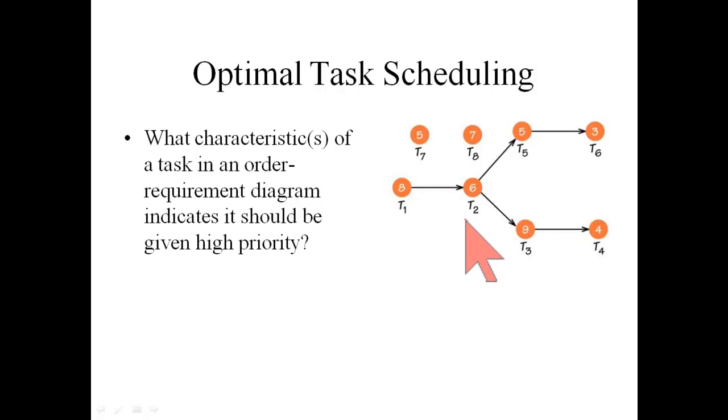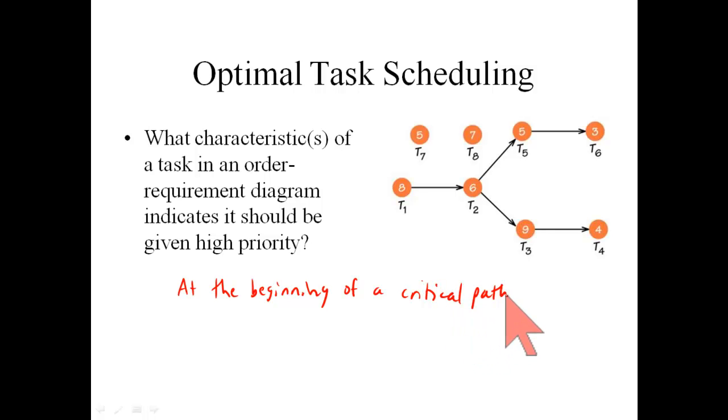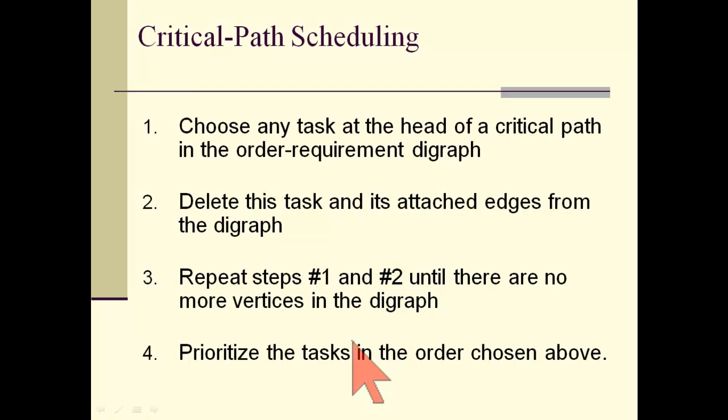In fact, in the last section, section 2.5, we talked about the critical path, and more precisely, giving task 1 high priority would be a good idea because it's at the beginning of a critical path. So this method then is going to be called critical path scheduling. Works like this.